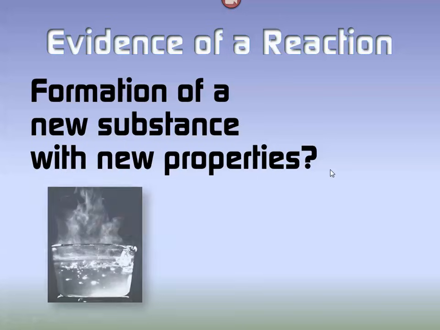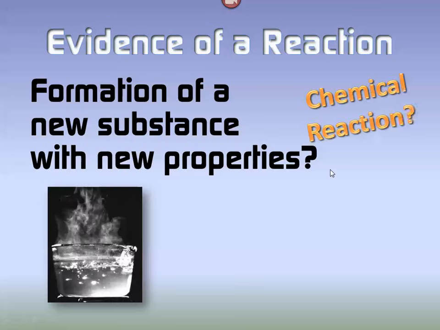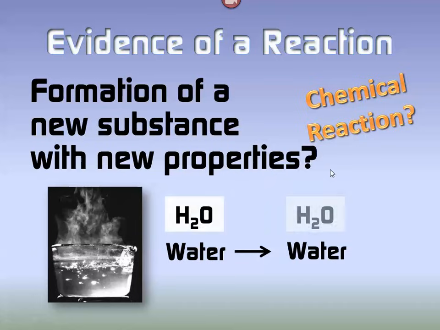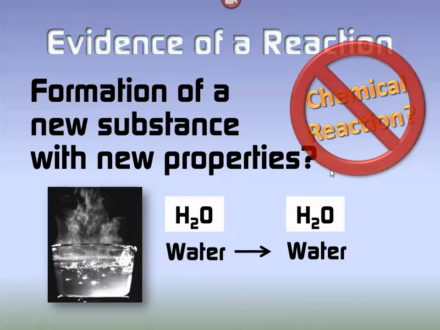Is this an example of a new substance with new properties? Is this a chemical reaction? Boiling water. Well, you're starting out with water, and you're ending up with water. It's just in a vapor form. So you're starting with H2O and ending with H2O. This is not a new substance with new properties. This is not a chemical reaction.